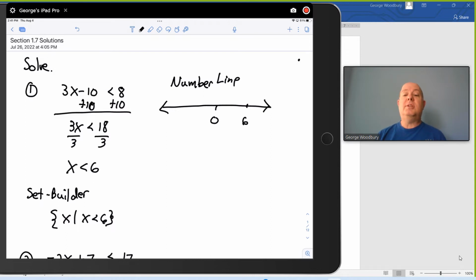I'm looking for x to be less than 6, so it's not including 6. It's only the values that are to the left of 6 on the number line. So what we do is we put an open parenthesis, a right-hand parenthesis at 6, and then we shade to the left from there. In interval notation, I can read that off the number line.